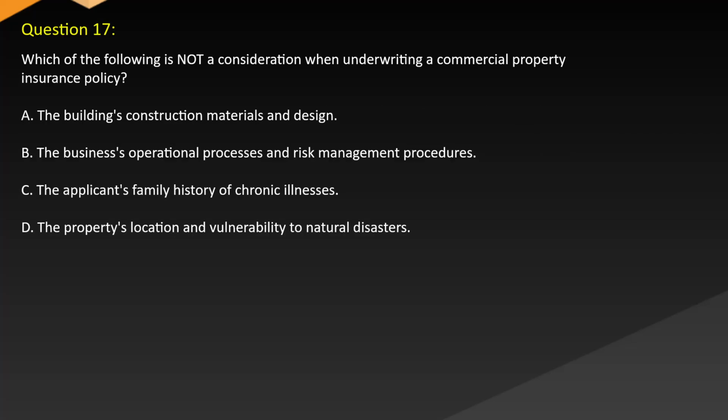Question 17. Which of the following is not a consideration when underwriting a commercial property insurance policy? A. The building's construction materials and design. B. The business's operational processes and risk management procedures. C. The applicant's family history of chronic illnesses. D. The property's location and vulnerability to natural disasters.